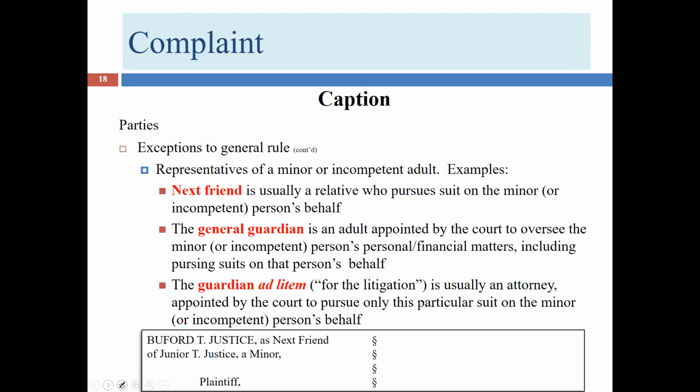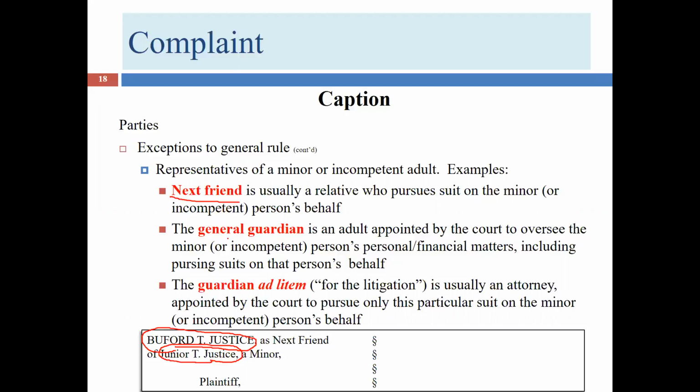Another situation that arises is when there's a minor, an incompetent adult who would like to sue. Again, we're talking about from the perspective of plaintiff. So in this situation, we have Junior T. Justice. He's a minor. He's under the age of 18. Well, it's not possible for that person to sue at this time. But let's say he's been in a car accident, he has significant medical bills, and so under those circumstances, perhaps a guardian ad litem will be appointed to represent his interests. In this example, we have Buford T. Justice in that particular role. In Texas state courts, we oftentimes call that next friend. It's kind of an unusual term for that, but that's the term that we have in Texas for that.